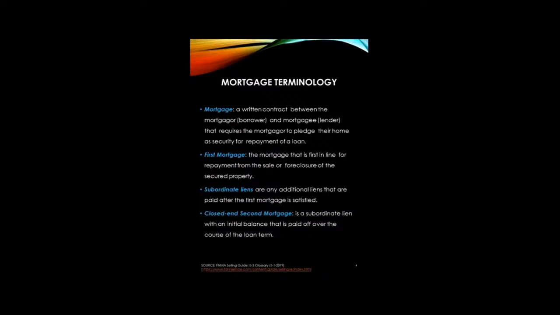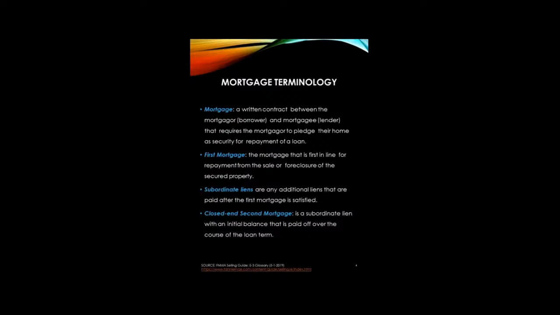So let's go over the different types of mortgage loans, basically, how they're securitized. First is the first mortgage. It's pretty simple. It's the mortgage that is the first lien for repayment from the sale or foreclosure of a secured property. I'm just going to go briefly into a sale, because in today's market there are two types of sales. One is a traditional sale, where you want to sell your house, and whatever you get for it, as long as it's more than what you owe, it's fine.